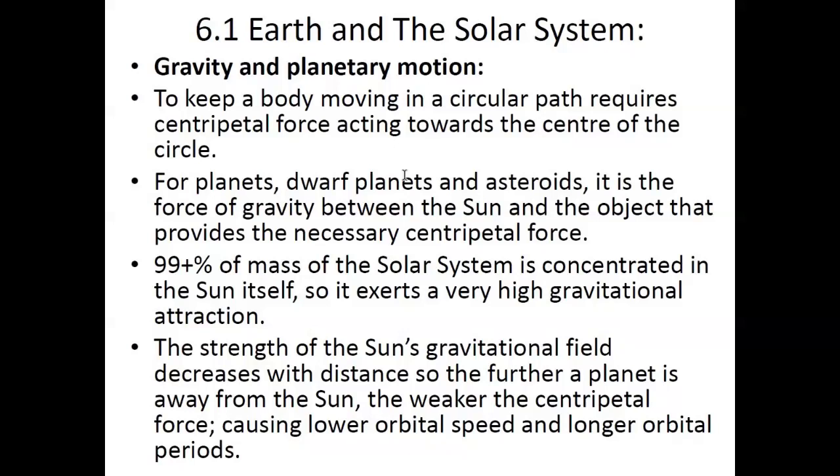This strength decreases with distance, so the further a planet is away from the Sun, the weaker the centripetal force would be acting on it. That is the biggest cause why such planets which are far away from the Sun have lower orbital speed and longer orbital periods.